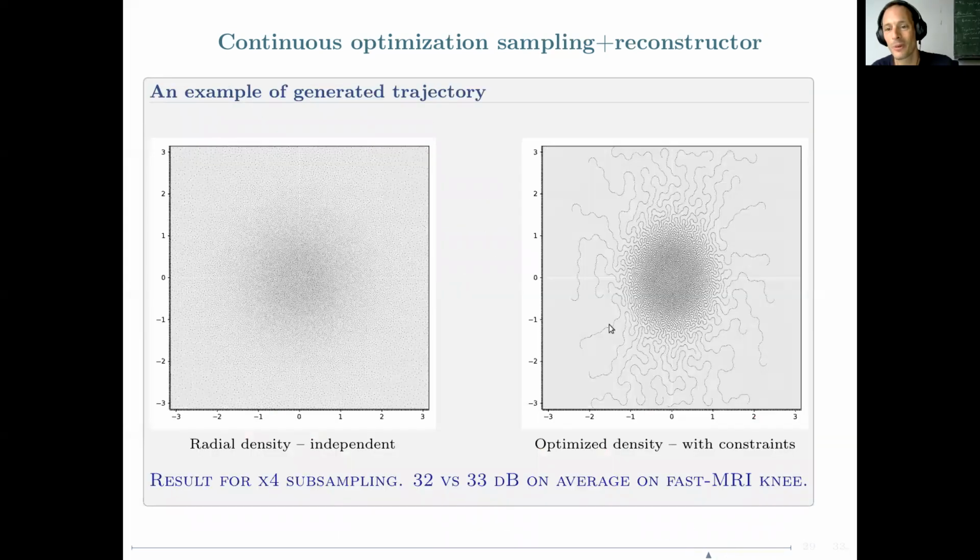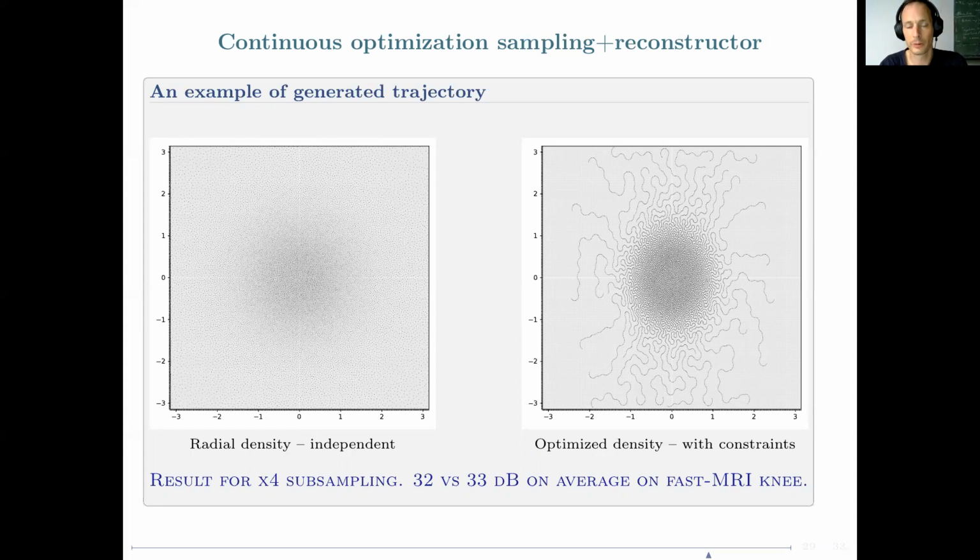So here is an example of result. I will compare those two sampling schemes. So this one is a very nice sampling scheme. It's dense at the center, and it's radially decaying. And we trained a neural network to reconstruct images with this sampling scheme. Then we jointly optimized the sampling scheme here with additional trajectory constraints, as you may see, and the neural network reconstructor.